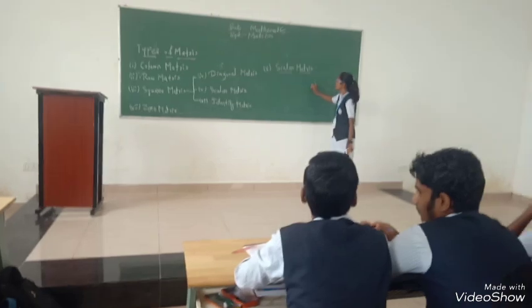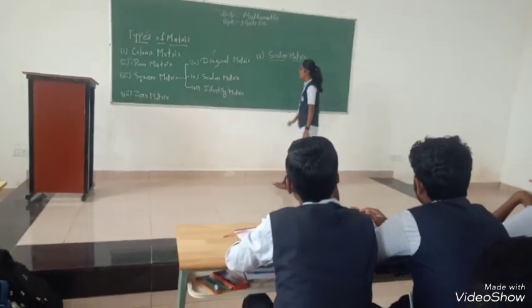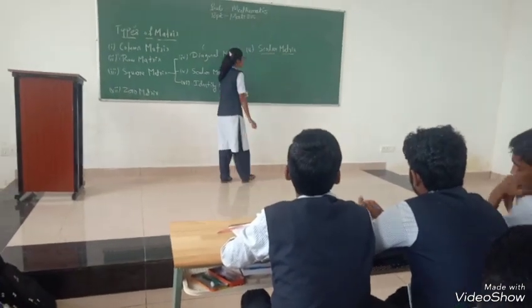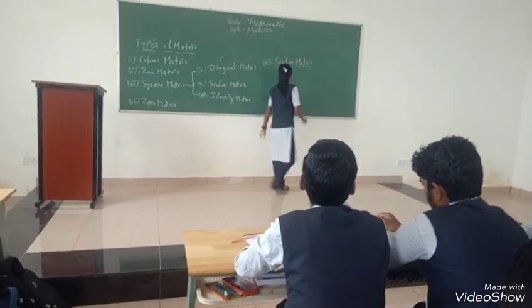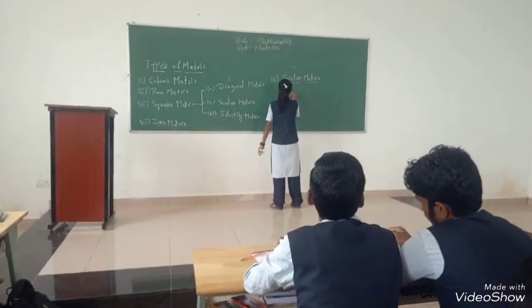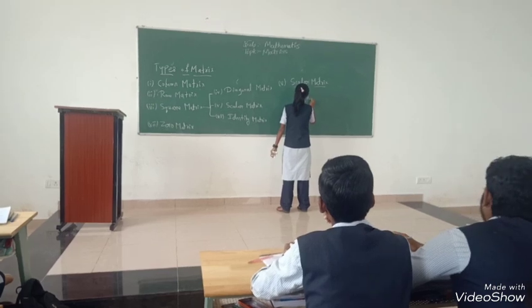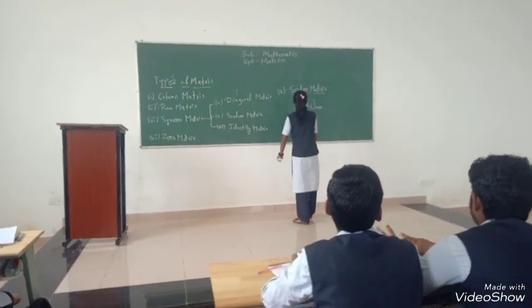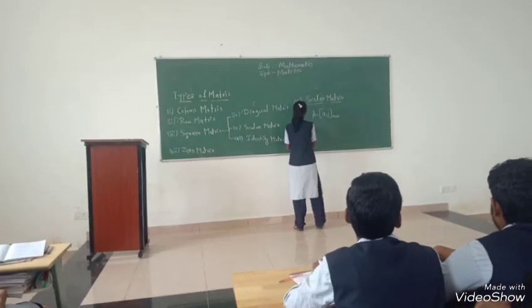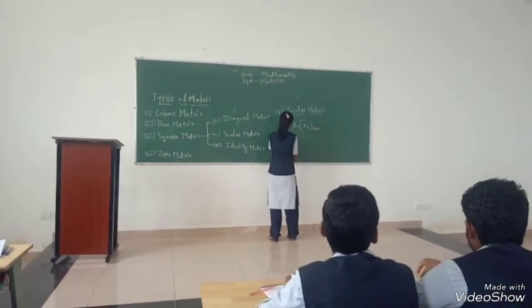Scalar matrix is also called a square matrix when the non-diagonal elements are 0 and the diagonal elements are equal or constant. So I tell that the general formula of matrix A, I say, here I give you an example.